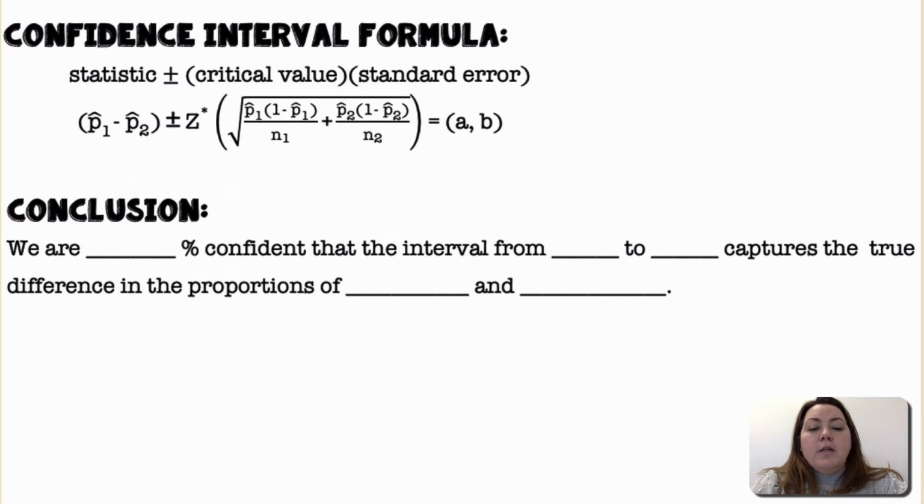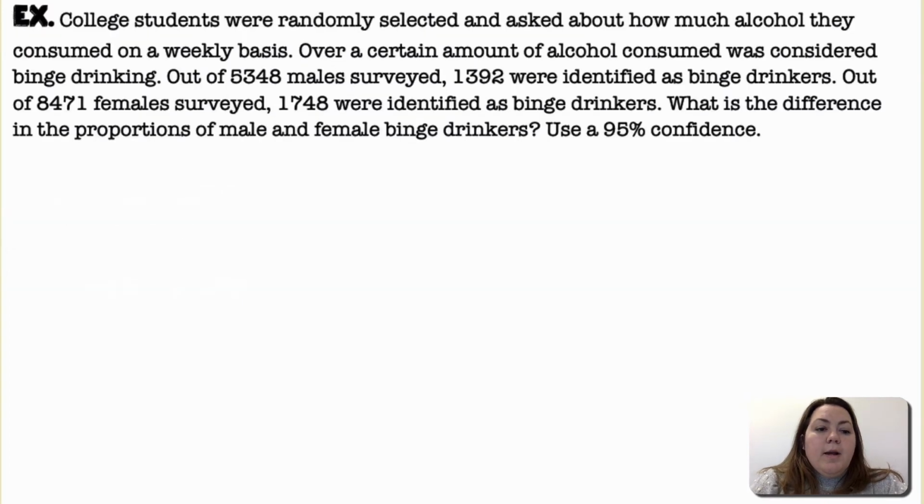The confidence interval formula, the basic formula, is your statistic plus or minus your critical value times the standard error of your statistic. That is on the front side of your reference sheet, and then you can piece it together into the specific formula using the back side of your reference sheet. So the statistic here with two proportions would be p hat 1 minus p hat 2, plus or minus our critical value for a z interval, which would be z star, and the standard error we just talked about. So that gives us our interval. We would state our conclusion: we are blank % confident that the interval from blank to blank captures the true difference in the proportions of blank and blank.